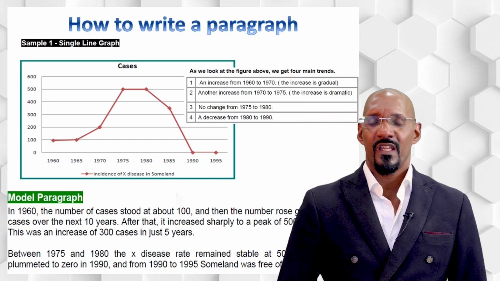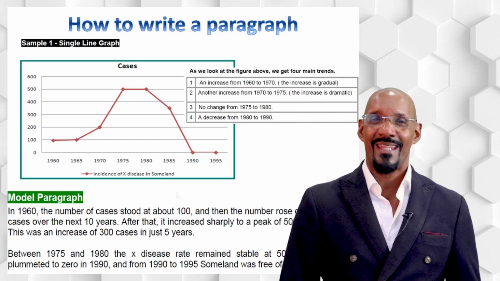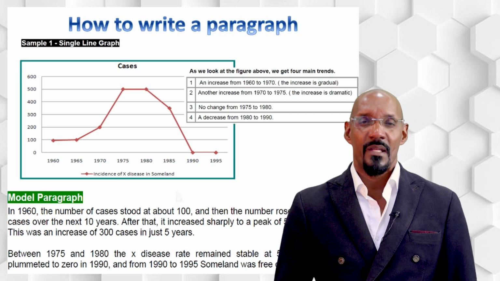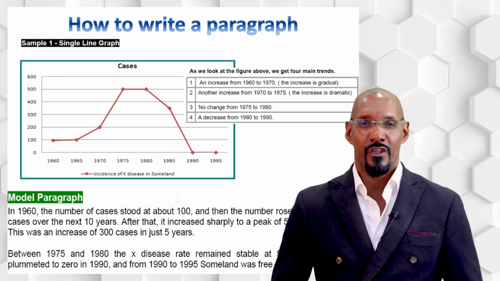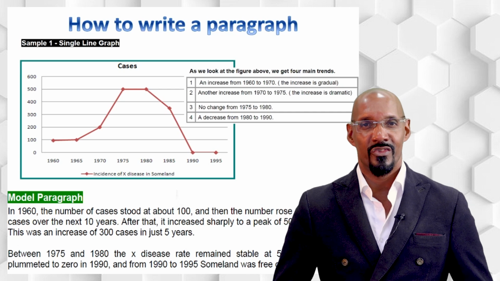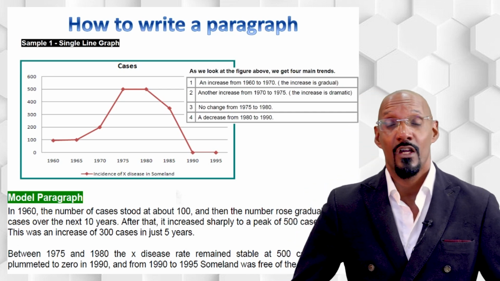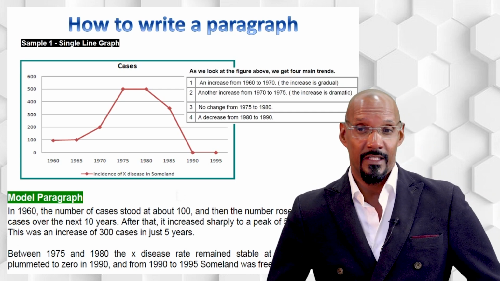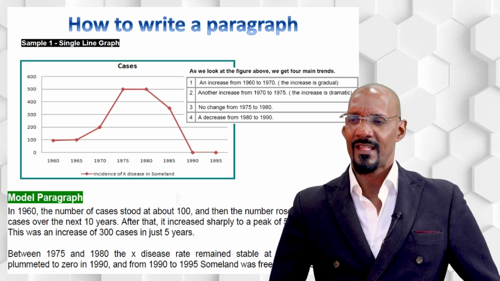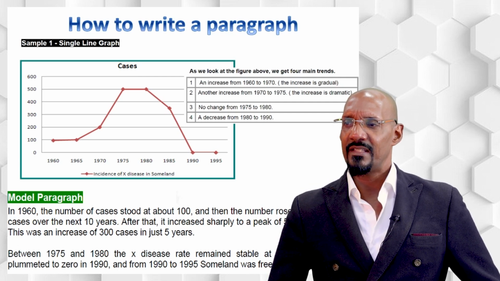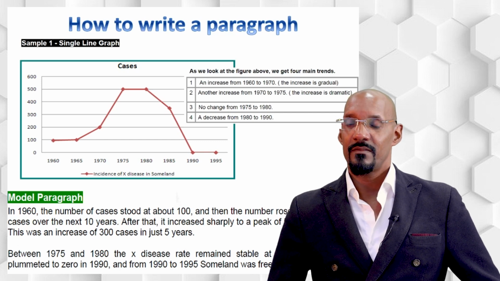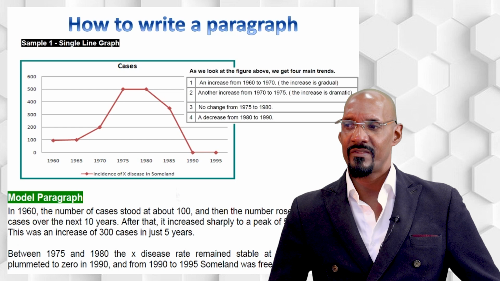You have to be specific in this part of the essay because you have to mention dates and numbers and patterns. Dates, numbers, patterns. Because that's going to give the examiner an indication that you understand how to interpret and analyze the trends that you are seeing. Between 1975 and 1980, the X disease rate remained stable at 500 cases. Then it plummeted to 0 in 1990, and from 1990 to 1995, some land was free of disease.